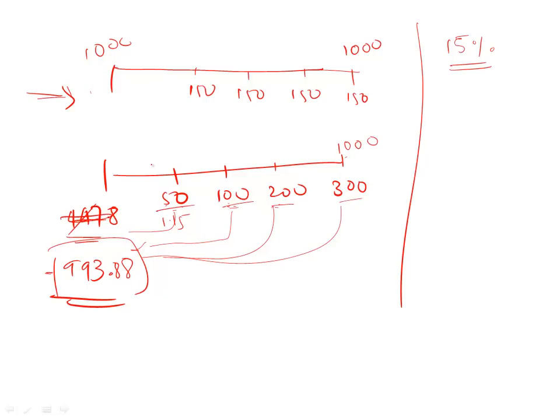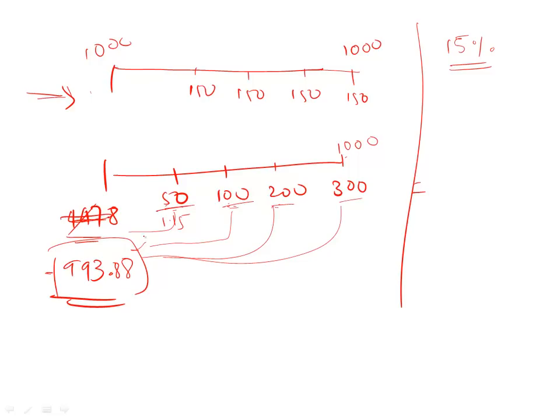Now you want to know what is the rate of return that this investor has earned. Okay. So how would you do it? Say cash flow 0 is minus 993. Cash flow 0, make sure that you do second clear work. Cash flow 0 is minus 993.88.